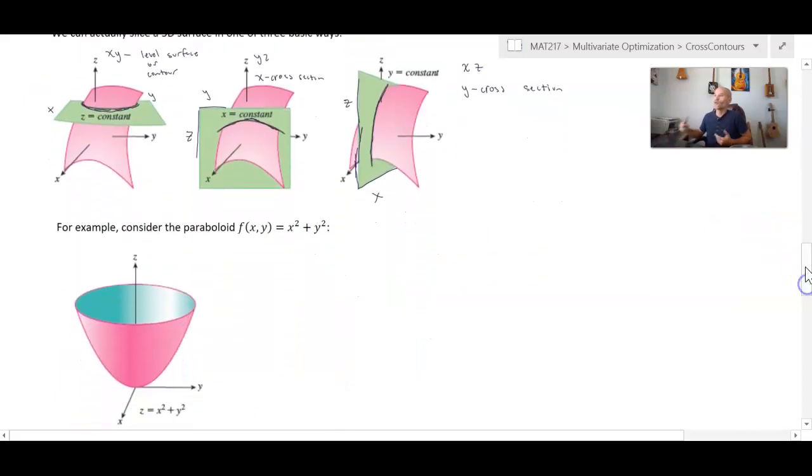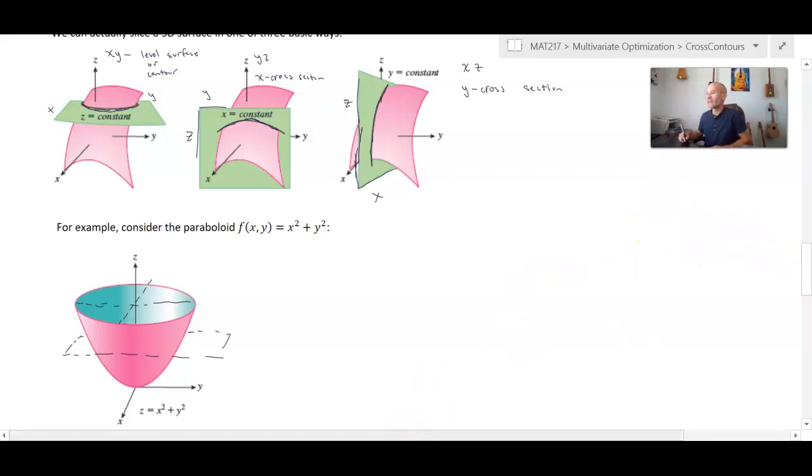All right, let's go to an actual function that we've seen before. It's the paraboloid, f of xy equals x squared plus y squared. So it looks like a parabola in 3 dimensions. And we could slice this thing one of three ways, right? We could slice it going this way. We could slice it going this way. Or we could even slice it with a plane going this way. Imagine that horizontal plane, and we slice it, and then we look down and we see the outline of the shape.